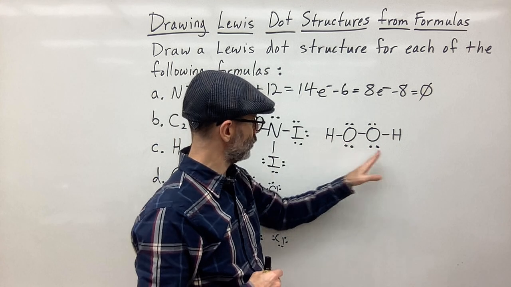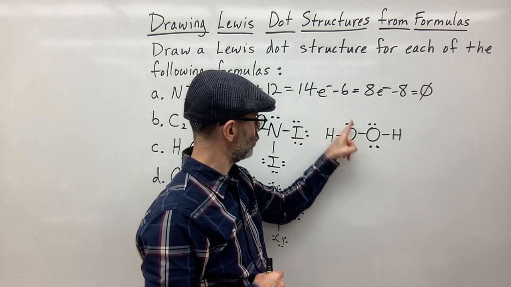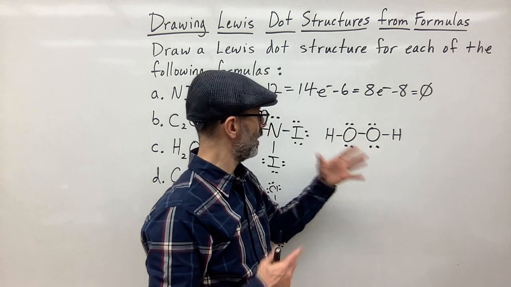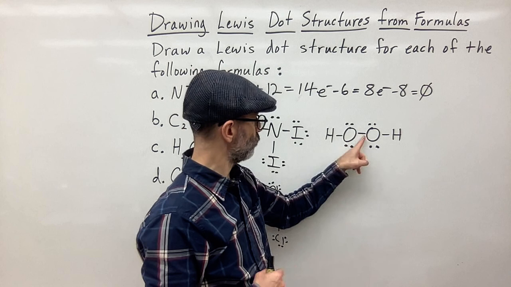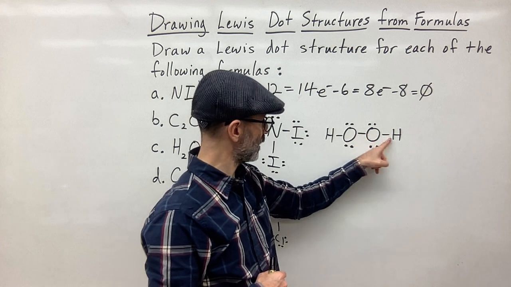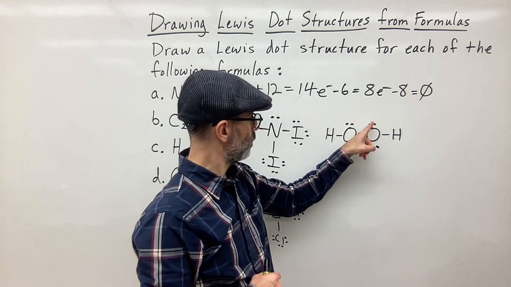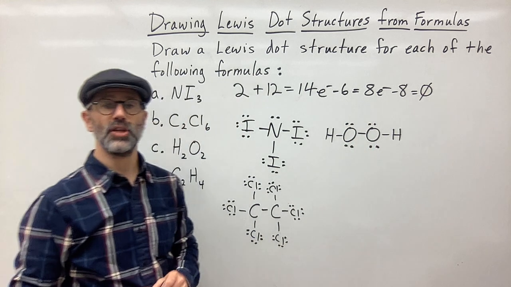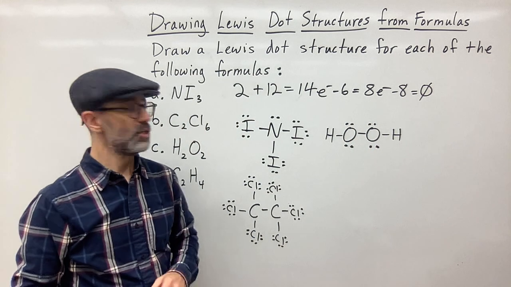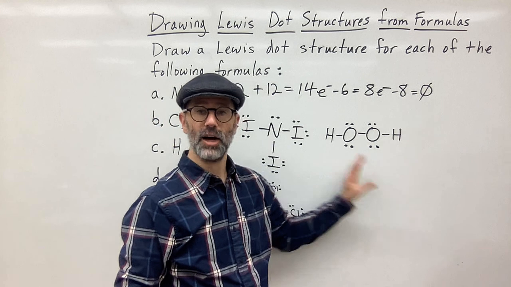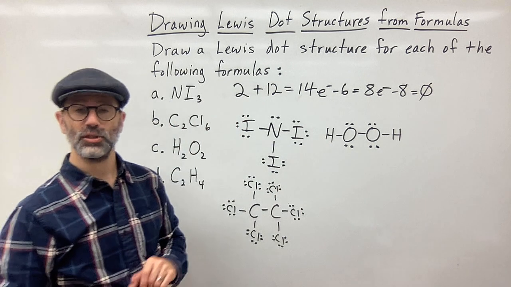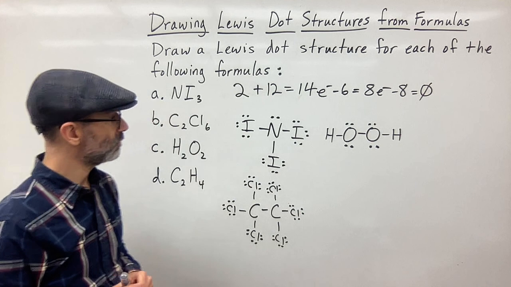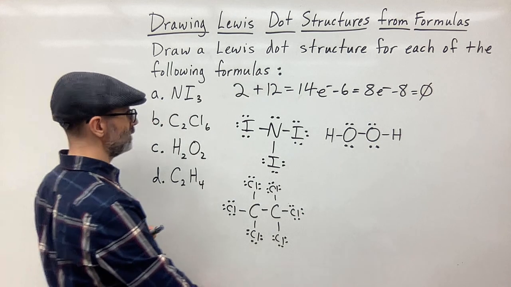And then for the oxygen, we have 2 bonds, 2 lone pairs, that's 8, right? Because there's 2 electrons in each bond. And so 2 plus 2 plus 2 plus 2 is 8. So both of the oxygens are happy with an octet. So this is our final Lewis dot structure. So we don't need to go on to step 5 for this one. Okay, so that is H2O2.